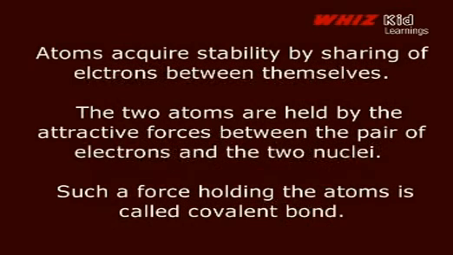Covalent bond. Atoms acquire stability by sharing of electrons between themselves. The two atoms are held by the attractive forces between the pair of electrons and the two nuclei. Such a force holding the atoms is called covalent bond.